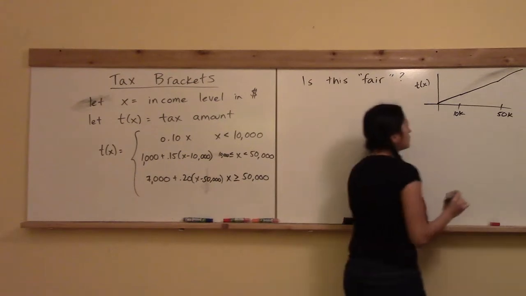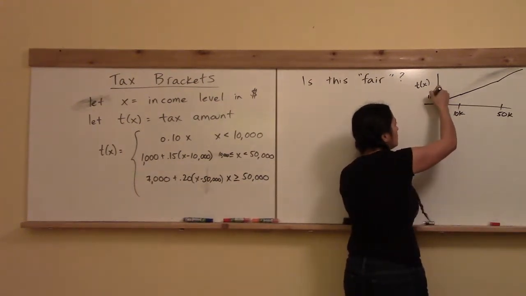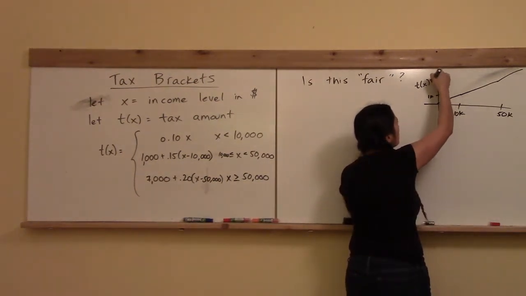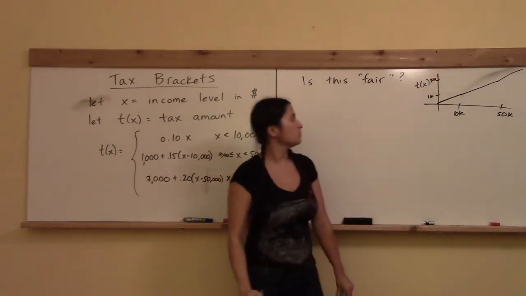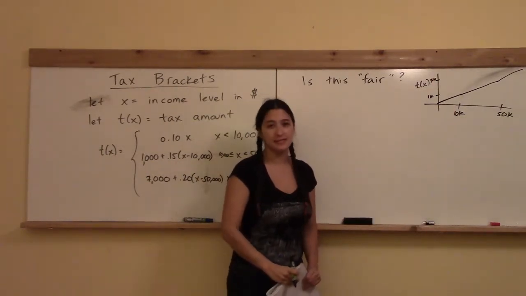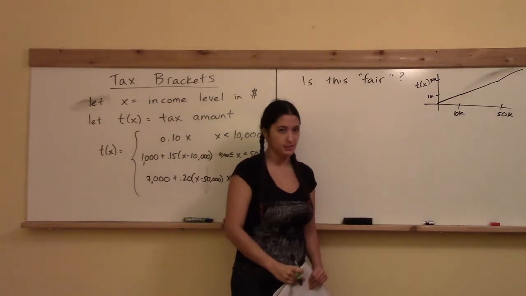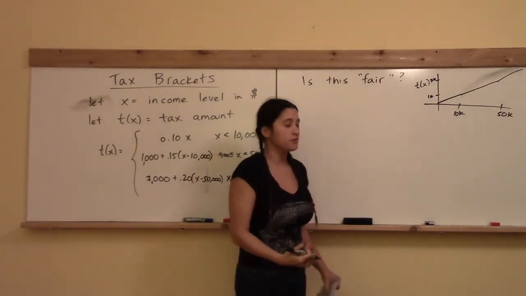It's very subtle, a little bit hard to see, but this is the $1,000 line, and this is the $7,000 line right there. Okay? I didn't see any jumps. When I graphed it, I didn't see any jumps, so I'm going to say, yeah, that seems fair to me.